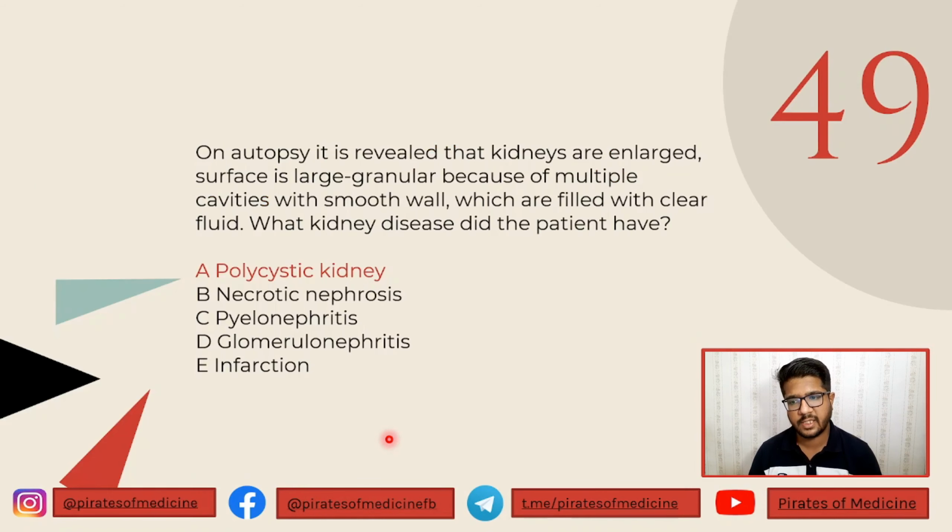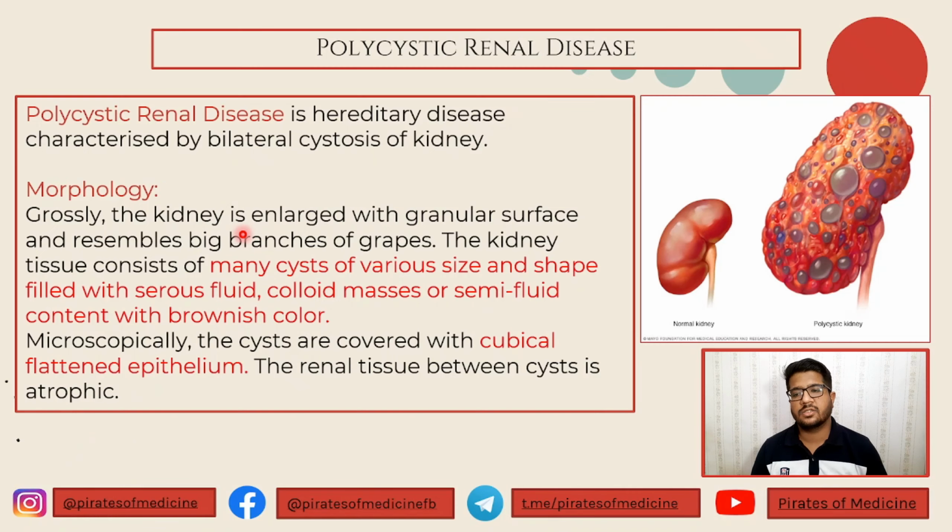49th is that on autopsy it was revealed that the kidneys are enlarged, the surface is large granular because of multiple cavities with smooth walls which are filled with clear fluid. What kidney disease does the patient have? The kidneys are enlarged, the outer surface is large granular, and there are multiple cavities with smooth walls inside the kidney with clear fluid. So this is actually the appearance of autosomal dominant polycystic renal disease.